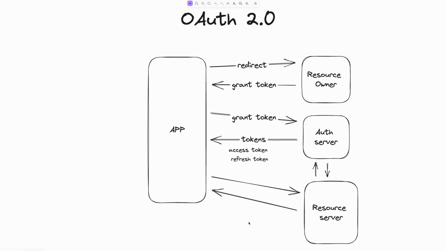But the access token only has a certain time to live. So it will expire after a couple of minutes to a couple of hours. And then we're going to use the refresh token to generate a new access token so we can continue to have access to our resource server.